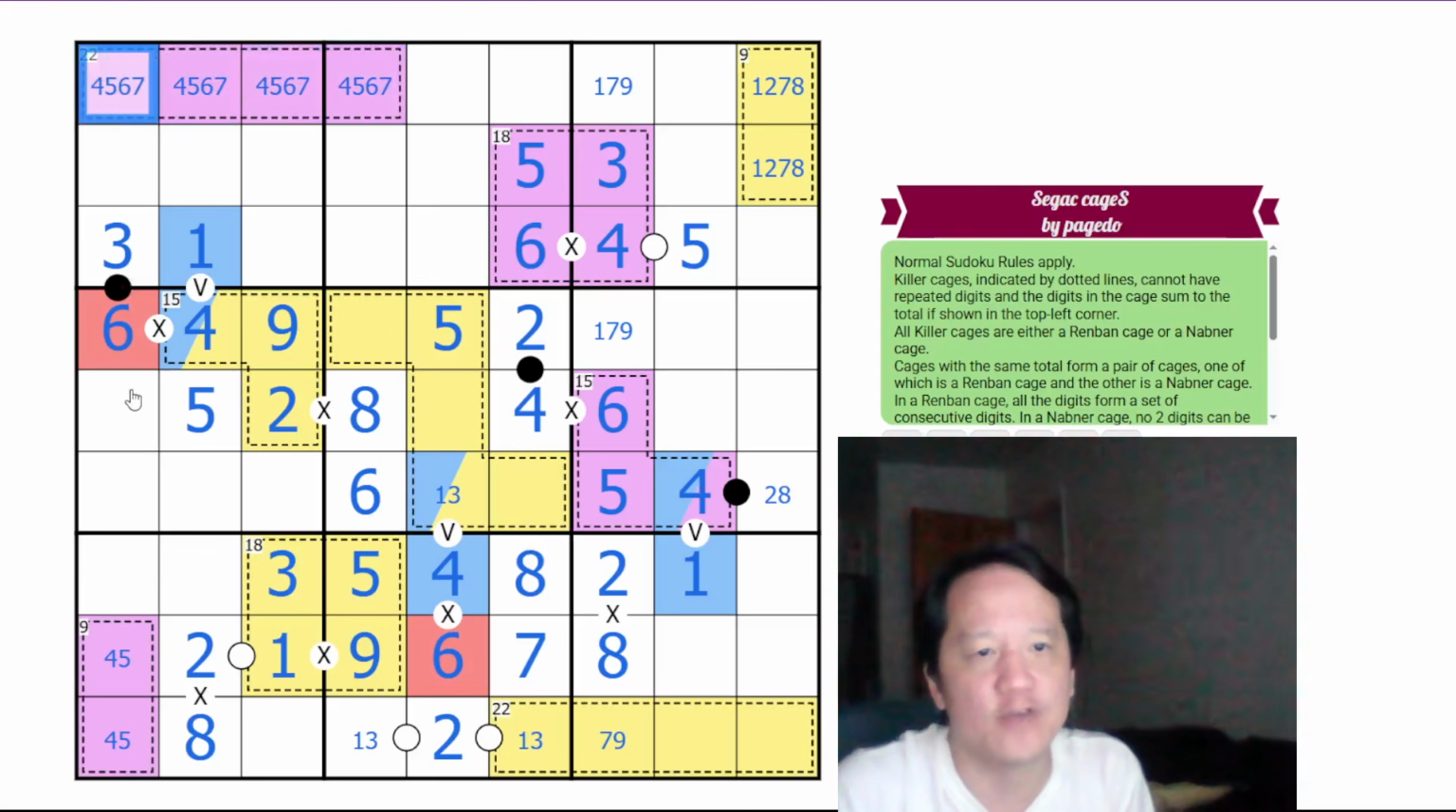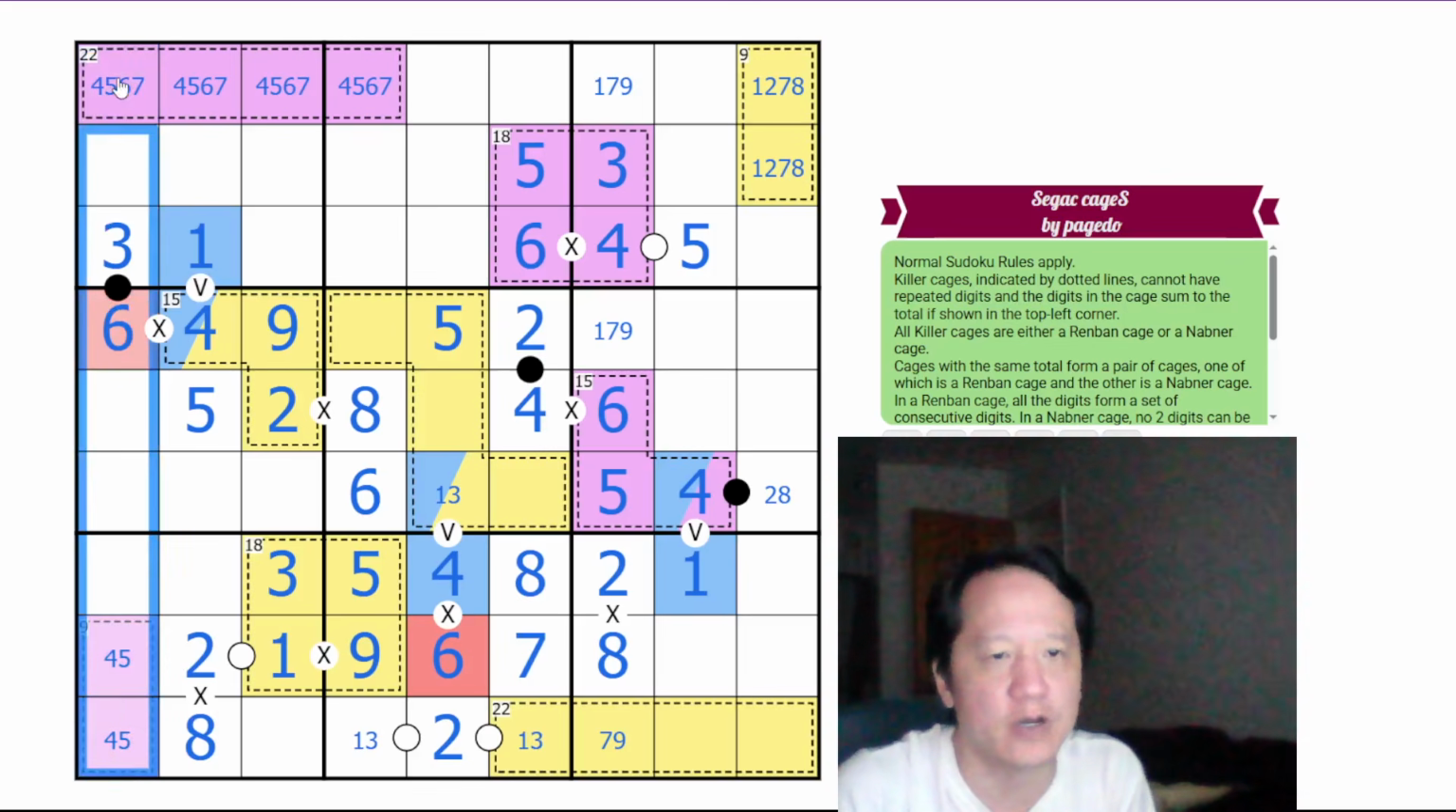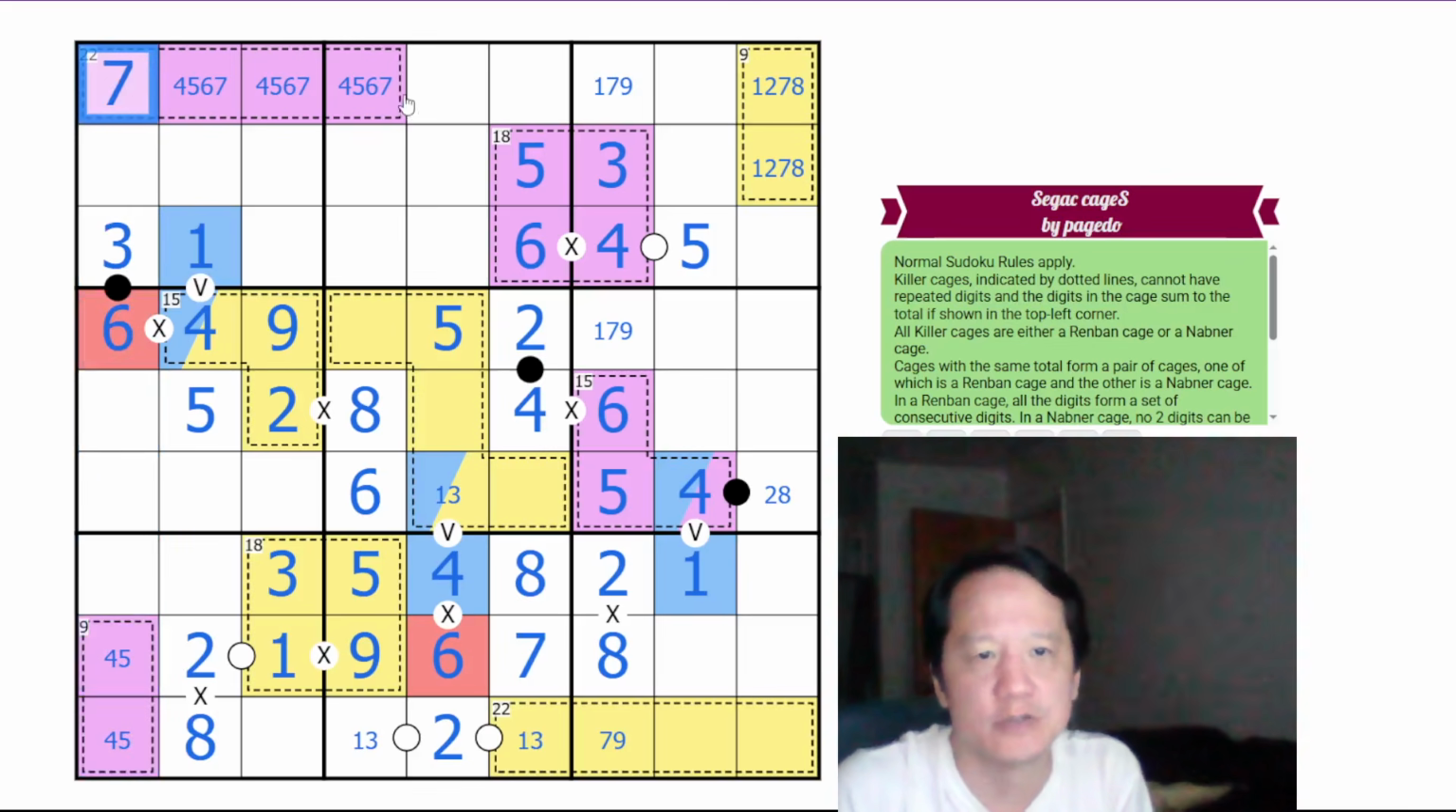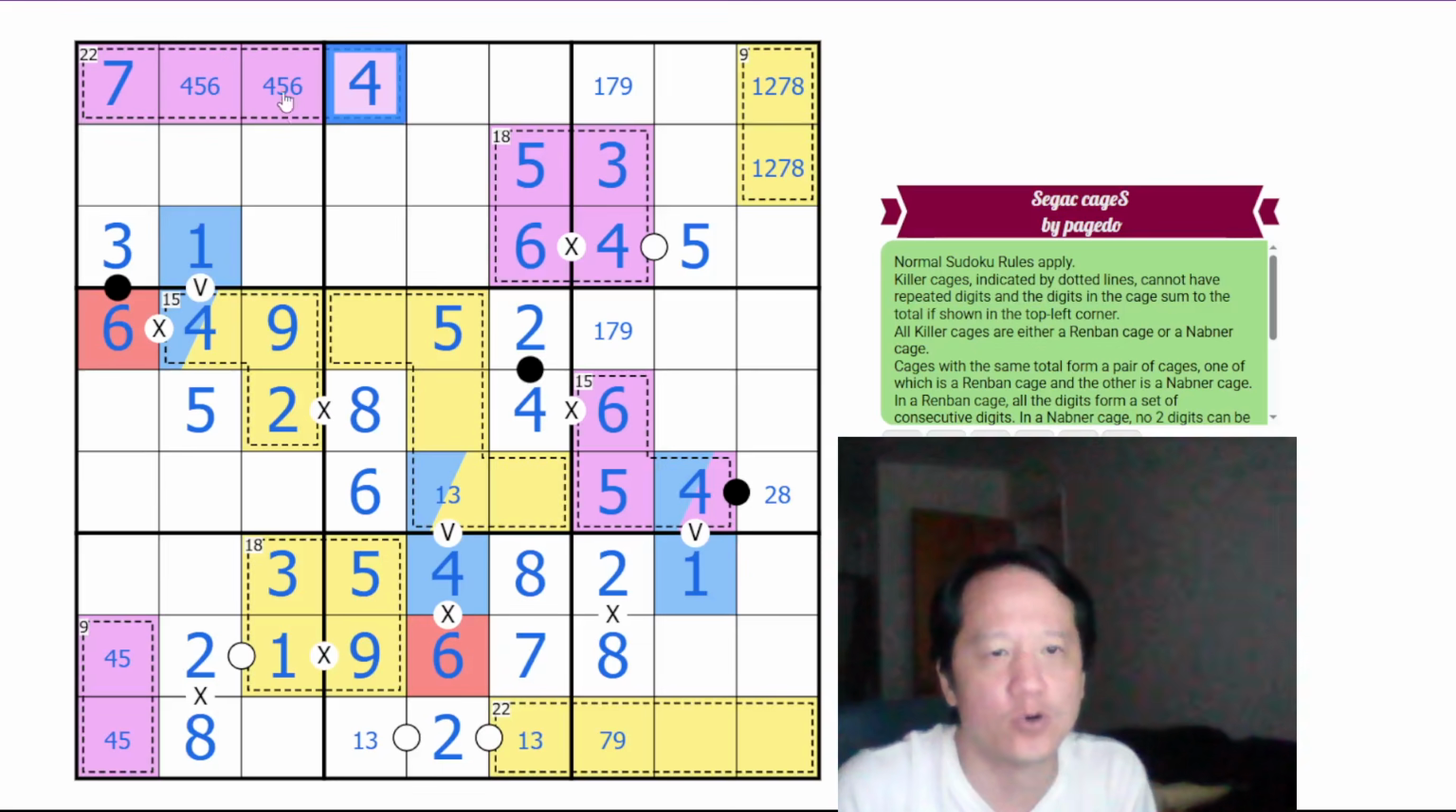This can't be 4, 5, or 6 because of the 4, 5 pair in the column and the 6 in the column. So this is 7, which eliminates 7 in the rest of the row. This can't be 5 or 6 because of the 5, 6 pair in the box. So this is 4. No 4 here. This can't be 5 because of 5 in the column. So this is 6, which makes this 5. 7 eliminates 7 in the rest of the row. So there's no 7 here.